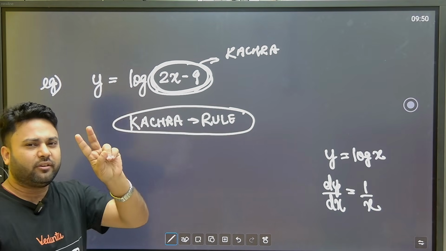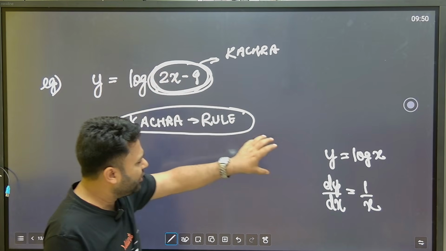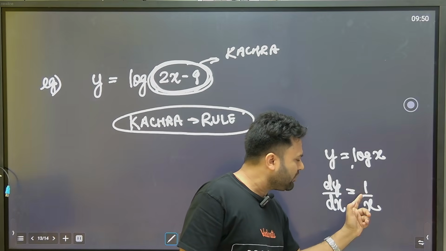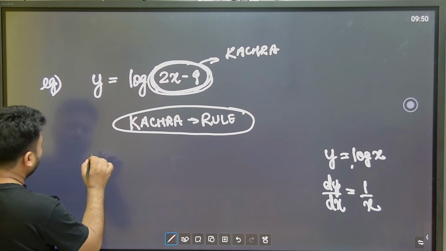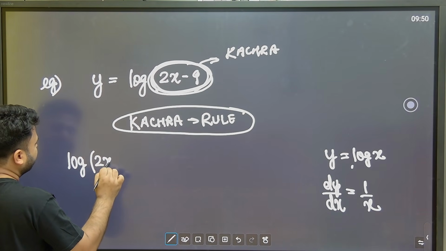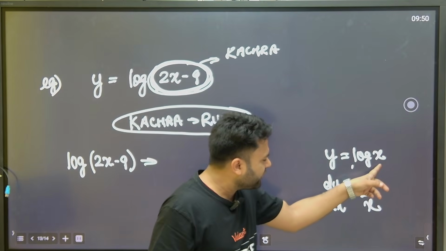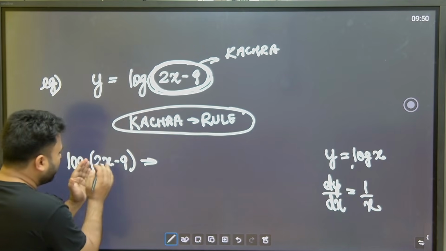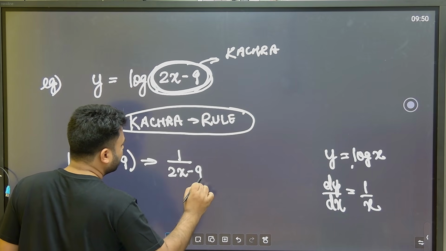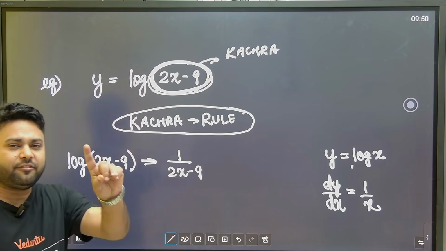Now, how to solve? This type of question is solved in 2 steps. First, see, log of x differentiation is what? 1 by x. Log of something differentiation is what? 1 by something. So log of 2x minus 9, if you follow the pattern, its differentiation will be 1 by 2x minus 9. Log of something, differentiation 1 by something. Now this is the first step.